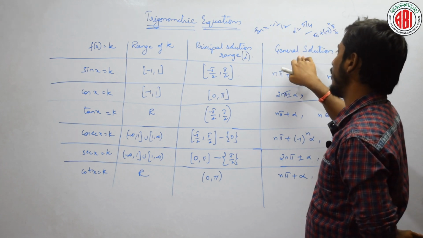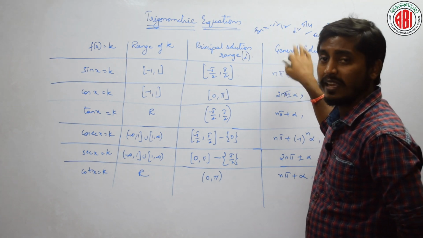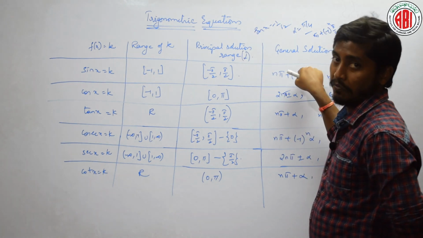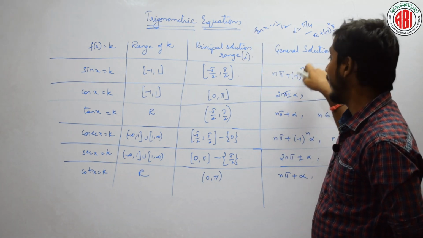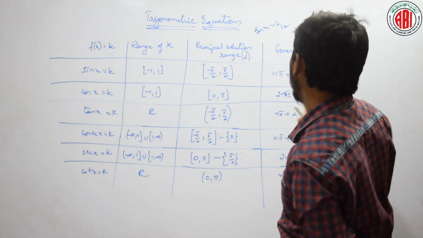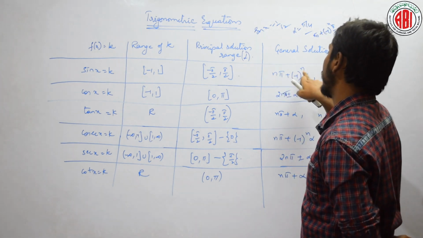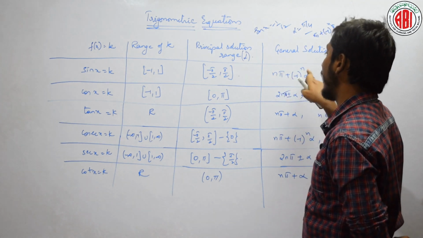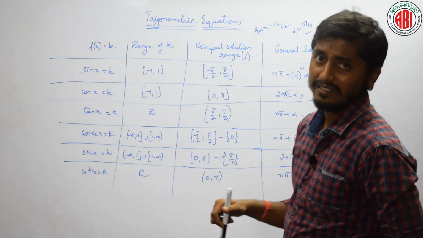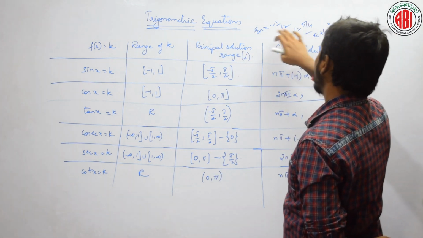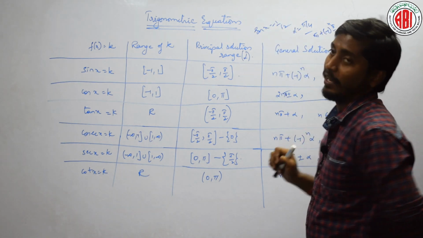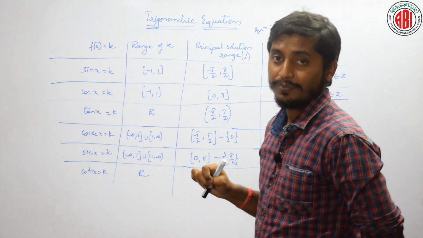Then what is this general solution? The general solution gives a general number. For example, n is some 15 or 45 or whatever. It can have up to some hundreds of solutions. Those are all generalized into a fixed formula, that is n pi plus minus 1 whole power n alpha. What is this alpha? Alpha is nothing but the principal solution. That is, we can write the general solution of sin x equal to 1 by root 2 as n pi plus minus 1 whole power n pi by 4. Is it clear?